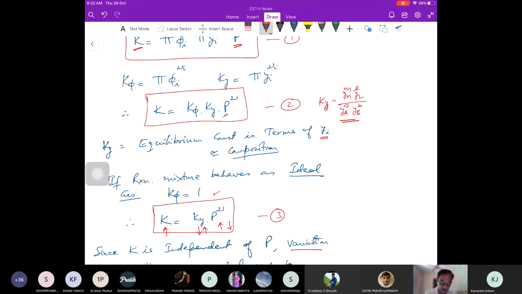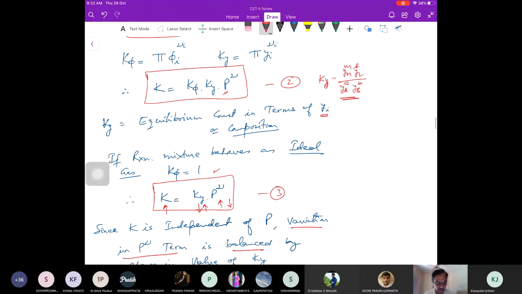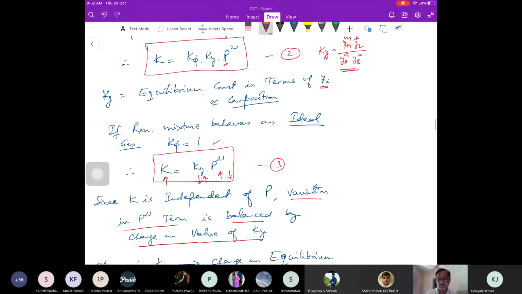So Ky is the equilibrium constant in terms of yi, or composition. Y is nothing but mole fraction, which is composition. And we have also seen that for reaction mixtures which behave as ideal gas, K phi is equal to 1. So what you get is K is equal to Ky into P raised to the power of nu. Equation 3. Any questions on equation 3?